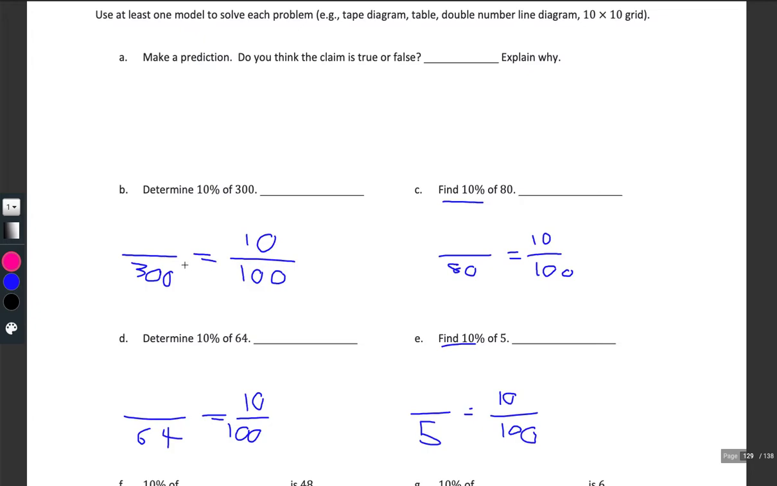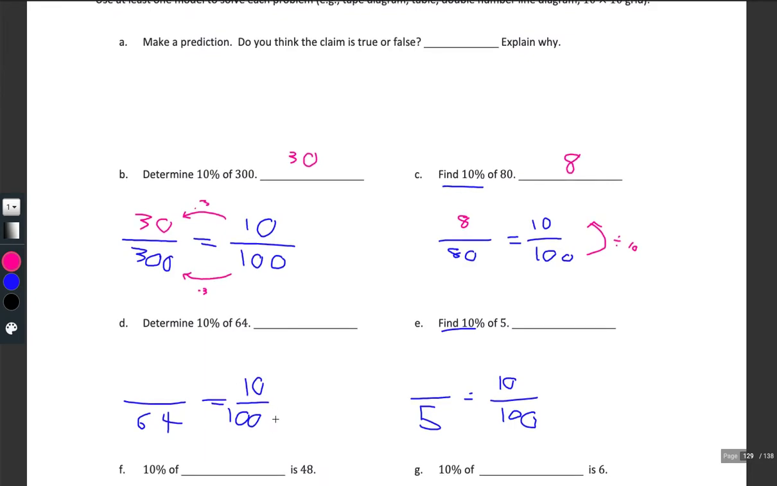So here, this one I can see really easy. The 100 times 3 is 300, so I can do 10 times 3, and it's 30. So 10% of 300 is 30. This one, there's no pattern back and forth this way necessarily, but going from 100 to 10 is divided by 10. 80 divided by 10 is 8. So 10% of 80 is 8.